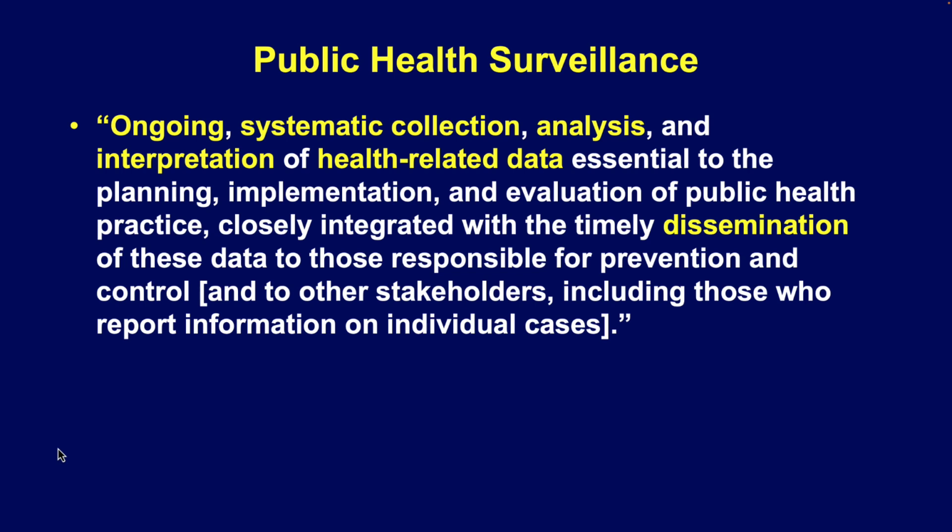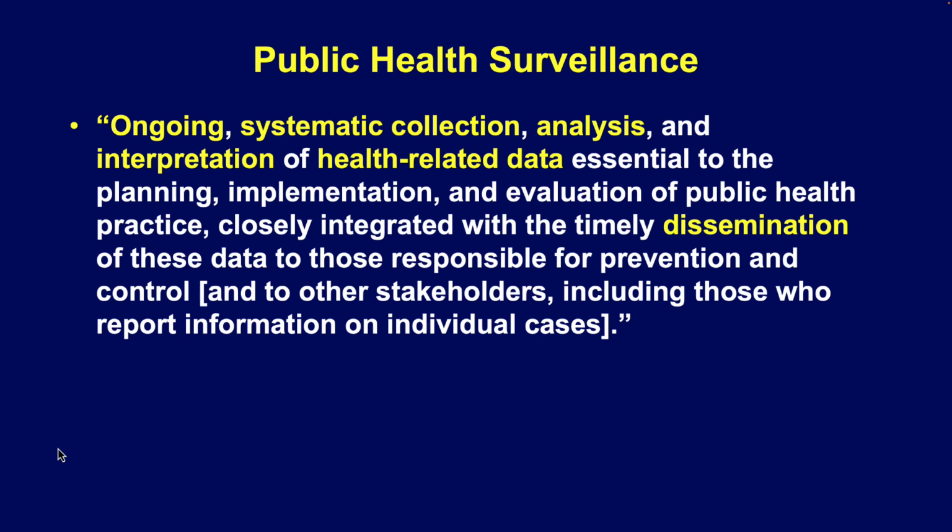Let's revisit the definition of public health surveillance that we're using for the course. I've highlighted some key words for us to pay attention to here on this slide. Recall that public health surveillance is the ongoing systematic collection, analysis, and interpretation of health-related data essential to the planning and implementation and evaluation of public health practice, closely integrated with the timely dissemination of these data to those responsible for prevention and control, and to other stakeholders, including those who report information on individual cases.